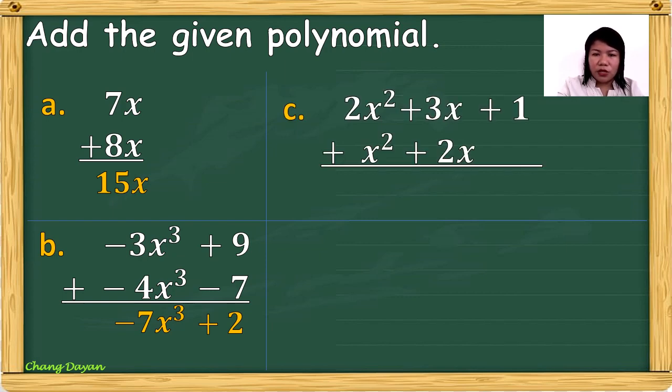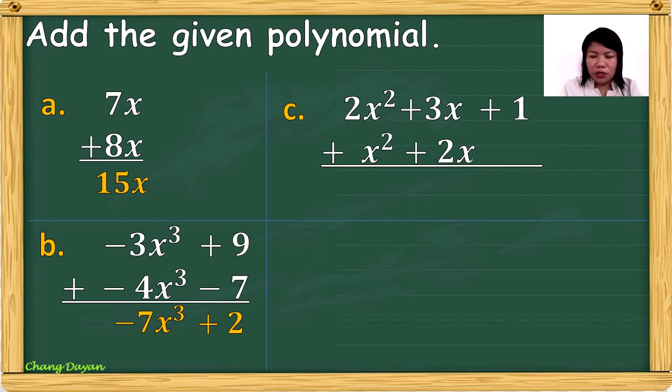Next, letter C, 2x squared plus 3x plus 1 added to x squared plus 2x. So, as you see, we will add trinomial by a binomial. So, dito meron tayong tatlong terms. Isa, dalawa, tatlo. Samantalang sa ating addends, we'll have 2 terms lang or binomial. Pinagtapat natin yung may parehong literal coefficient. Walang katapat ang ating constant na 1 kasi walang constant ang ating pangalawang polynomial.